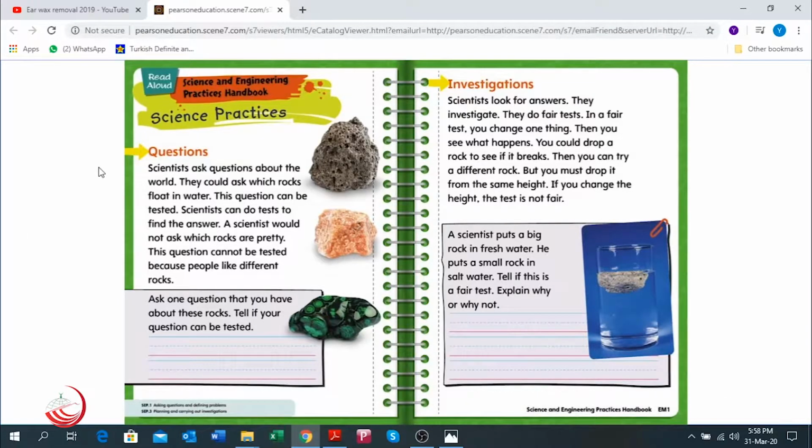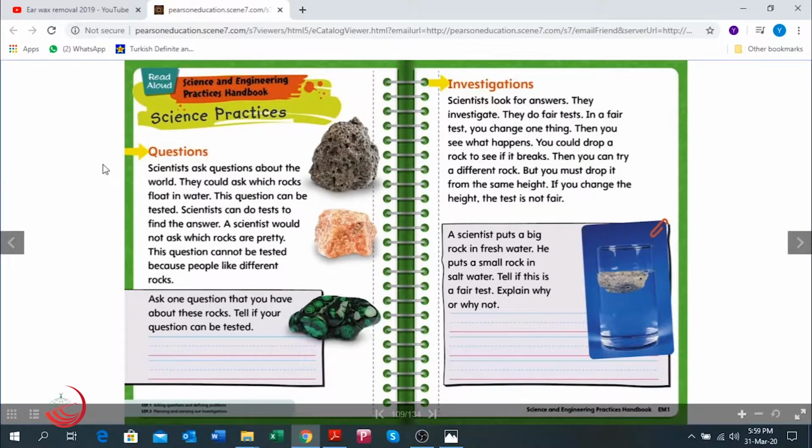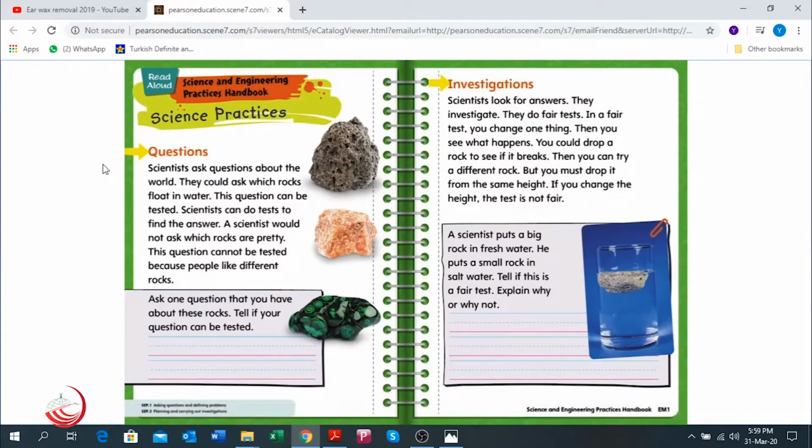So we're gonna do some science practices. This is gonna be so much fun. I'm actually excited about that part. We here have questions. Scientists ask questions about the world. We all know that. They could ask which rocks float in water. This question can be tested. Science can do tests to find the answer. A scientist would not ask which rocks are pretty. This question cannot be tested because people like different rocks.